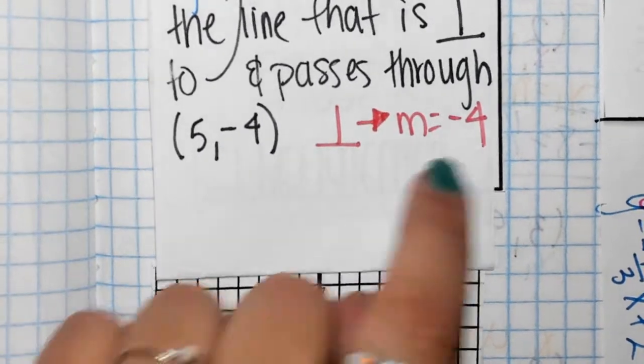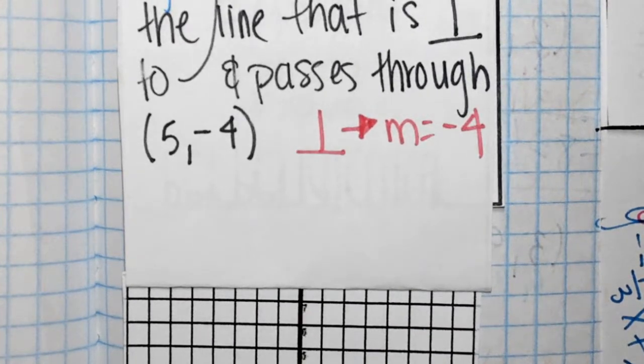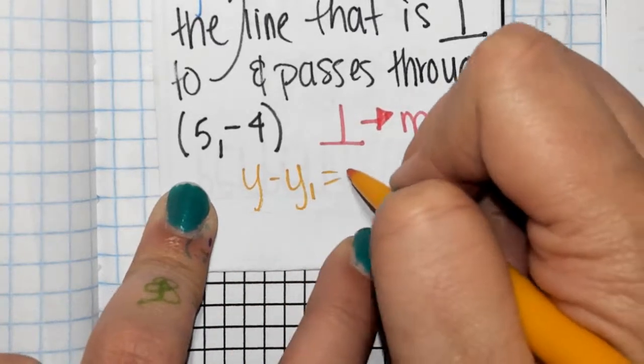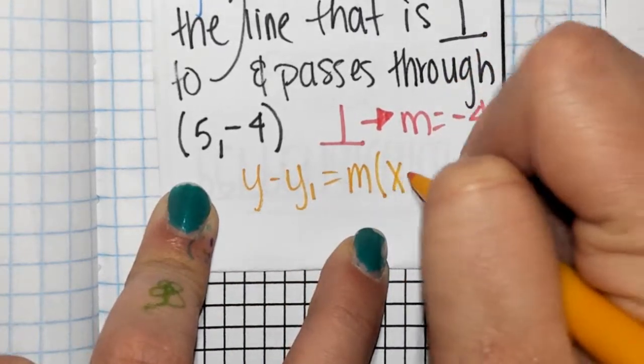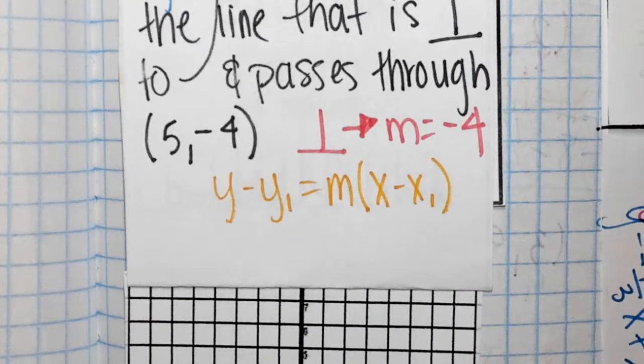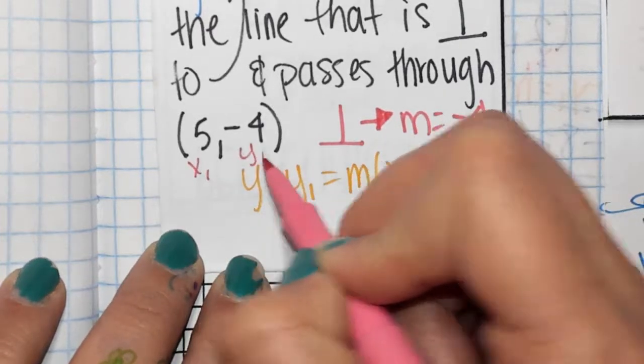Now I have a point, I have a slope. What do I use? Point slope form, which is y minus y1 equals. Awesome. Now, do we know our x1, y1? We do. 5 and -4, right?